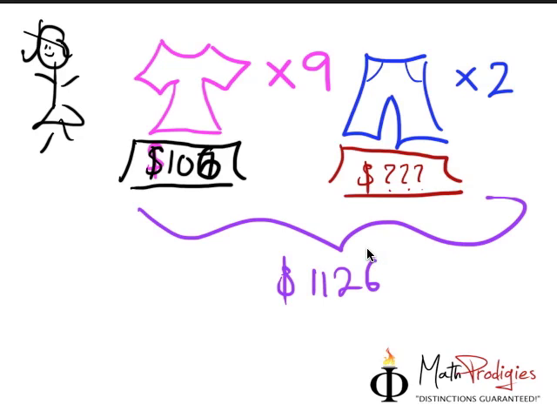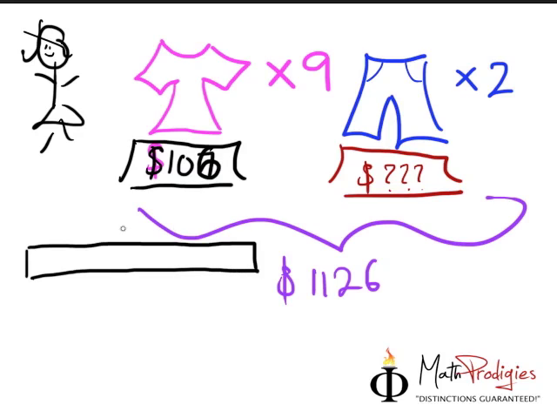Let's imagine for a while now that we put this into a little model. So let's draw this all the way out. I'm not going to draw very straight. So we have 9 of these, which is 1, 2, 3, 4, 5, 6, 7, 8, 9.